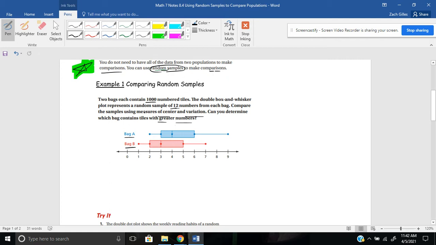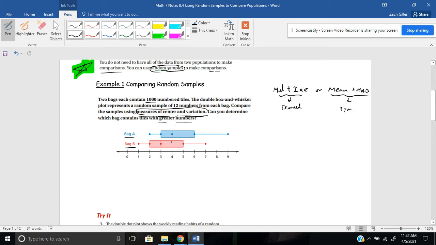All right. Remember, when we're looking for measures of center and variation, I'm trying to determine, am I going to use the median and the interquartile range, or am I going to use the mean and the mean absolute deviation? We abbreviate that MAD a lot, right? And the way I determine that is to see, is my data skewed? I use median and interquartile range if my data is skewed, and I use mean and mean absolute deviation if my data is symmetric, right?